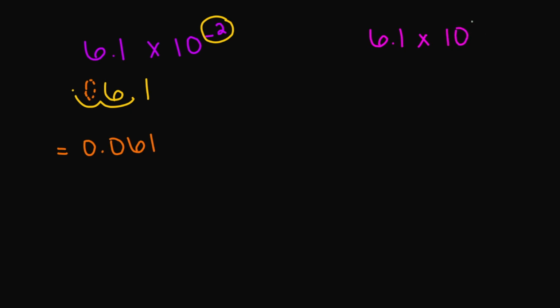So now let's look at this same example, but I'm going to change my exponent to a positive 2 this time. Since I have a positive 2, which is right here, I'm going to move my decimal 2 places to the right. So this is going to be 1, 2. It puts us right here. And now I'm going to fill in my gaps with zeros. So your answer here is going to be 610.